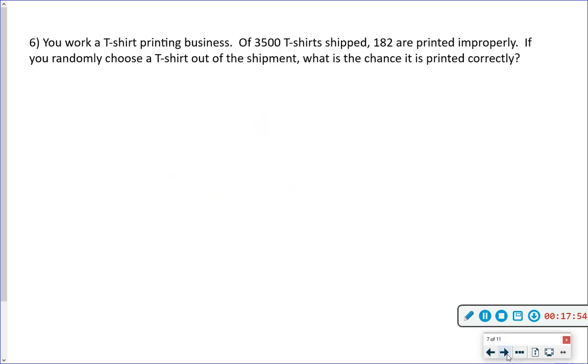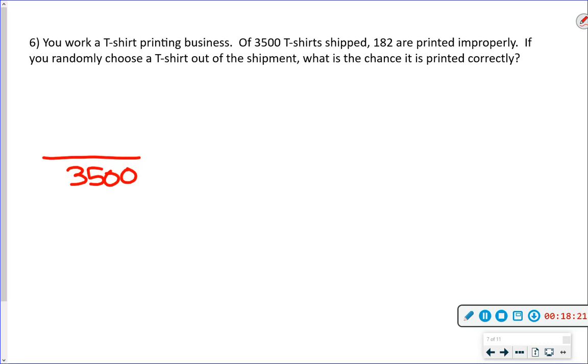All right, 6. You work at a t-shirt printing business. Of 3,500 t-shirts shipped, 182 are printed improperly. If you randomly choose a t-shirt out of the shipment, what's the probability it's printed correctly? Well, I know there's a total of 3,500 shirts. What's your favorable outcomes? How many are printed correctly?